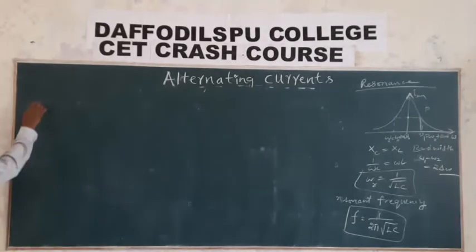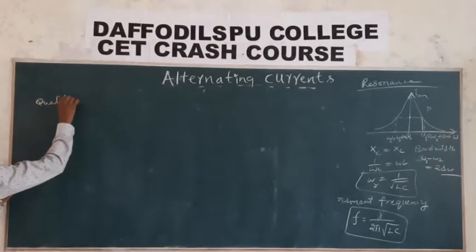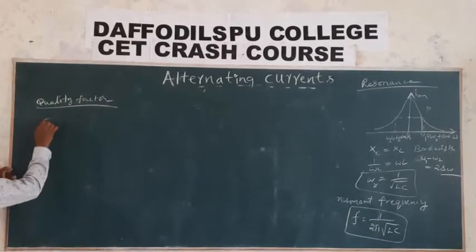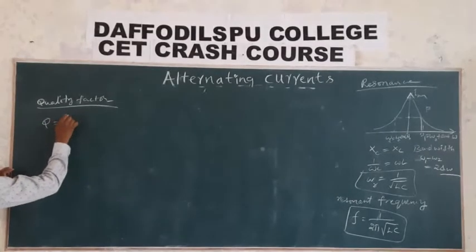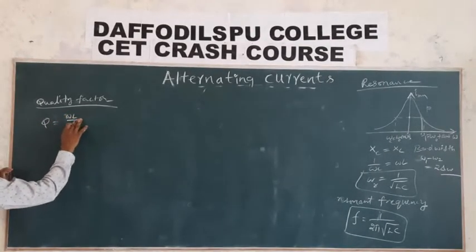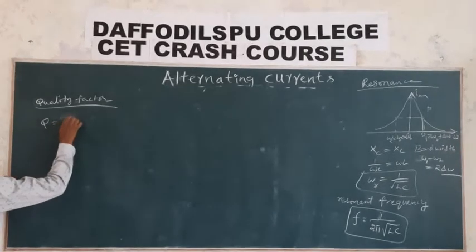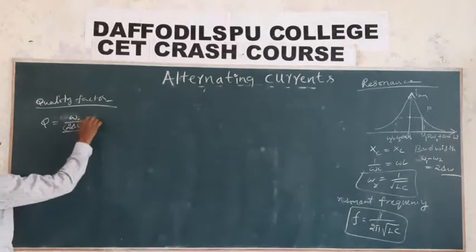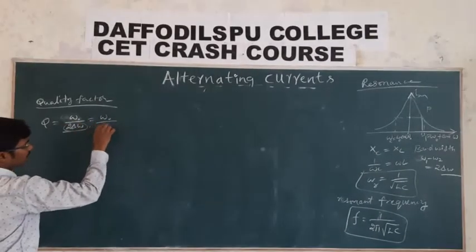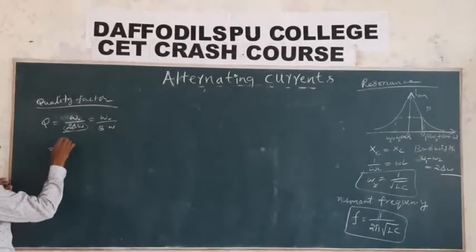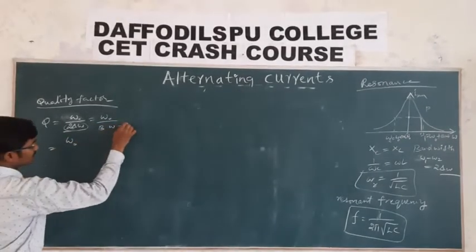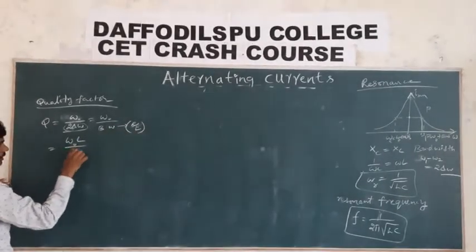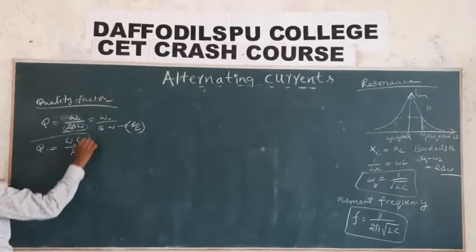Quality factor is the sharpness of the circuit, and Q is equal to omega L by R. This is nothing but omega naught by 2 delta omega, which is nothing but resonant frequency by bandwidth. Then bandwidth is nothing but R by L. So this bandwidth is nothing but R by L. Then we can write omega naught L by R. So quality factor is equal to omega naught L by R.